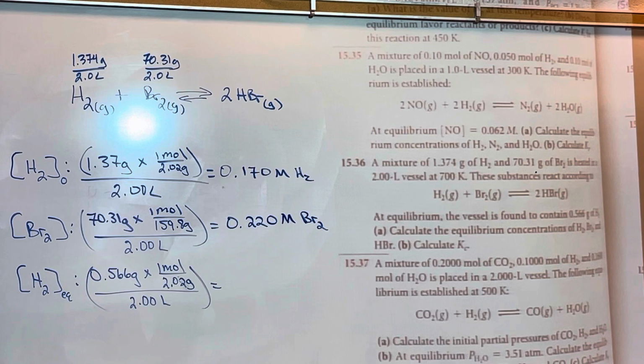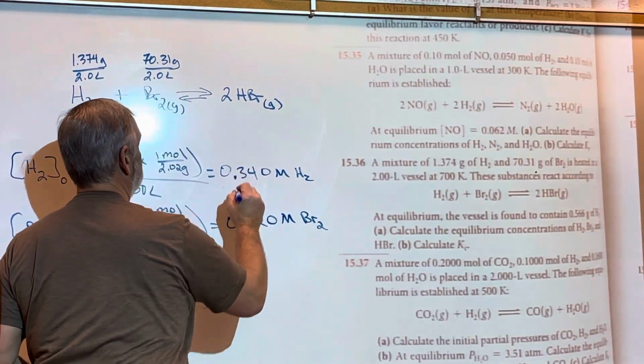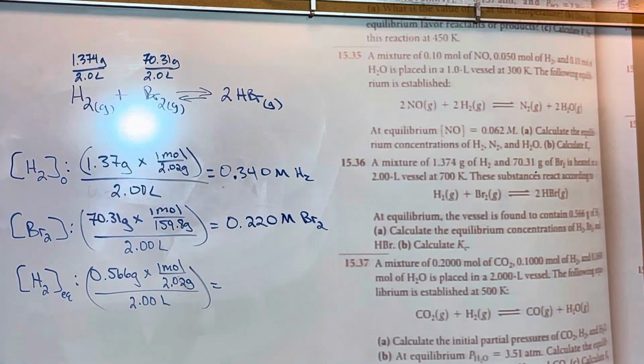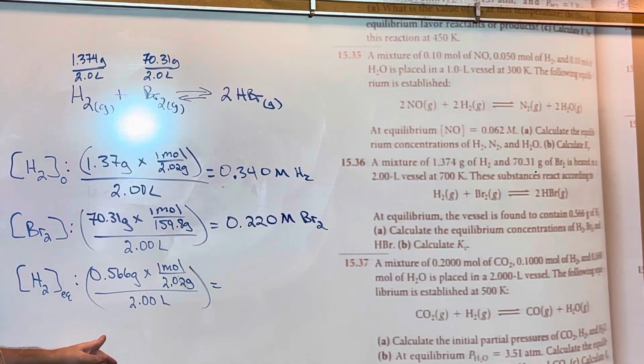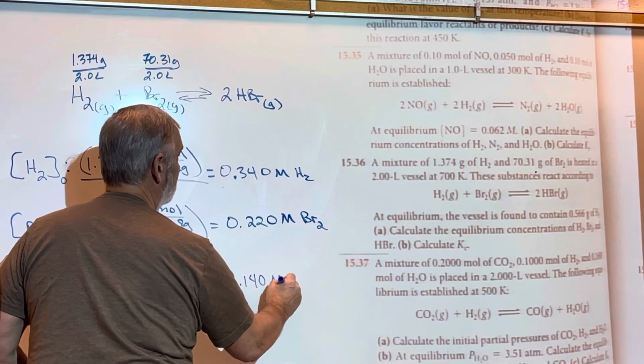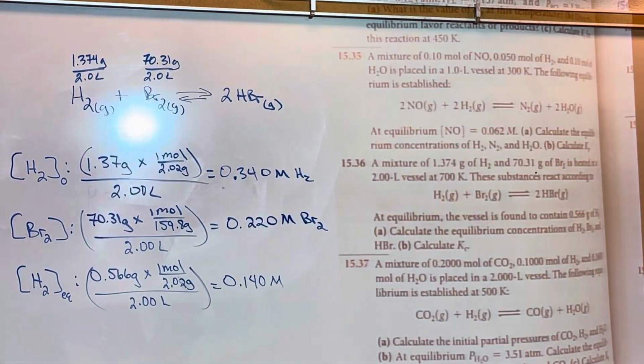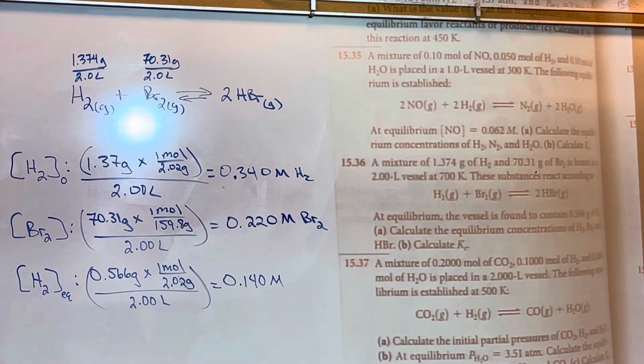I think the 0.17 isn't the right number. Yeah, it's not. I got 0.340. It just got divided by 2 again. And this bottom number, y'all, when you disagree with the number, you got to let me know. 0.140 molar. So now we end up having to do our ice table.